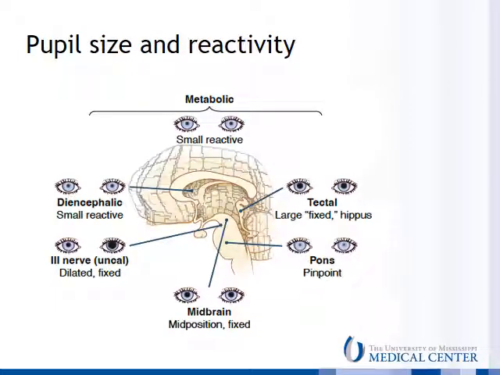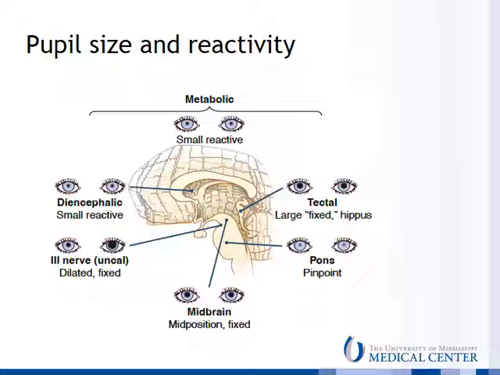Pupillary reflex is usually preserved in metabolic abnormalities, so the pupils will be small and reactive in metabolic abnormalities. Same with diencephalic injury, pupils will be small and reactive. With unilateral injury to the third nerve or uncal herniation, the unilateral pupil will be dilated and fixed.